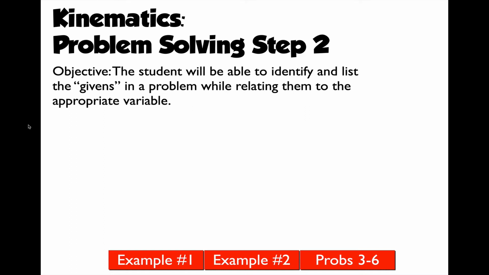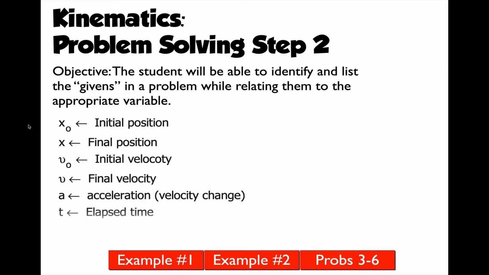Okay, so we're starting to solve the kinematics problems. Our objective is still to be able to identify and list the givens in a problem while relating them to the appropriate variable. So let's start with what we have in view and then where we're going to go with it. To begin with, these are the variables that we've talked about for kinematics.